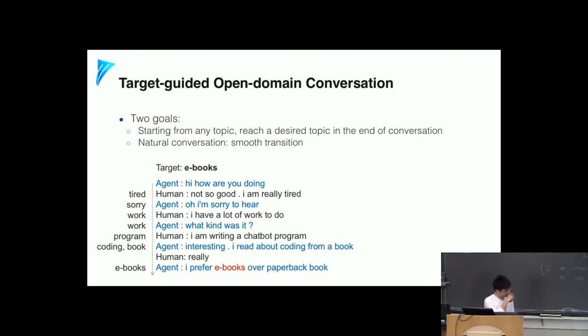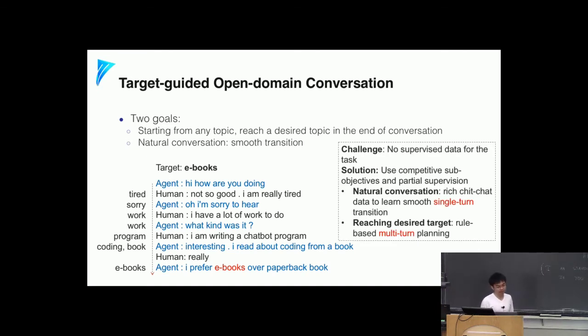So in this task, we want to achieve two goals. First is that starting from any topic, we want to reach a desired topic at the end of this conversation. This is the target-guided objective. And the second objective is that, of course, we want this conversation to be natural, right? This transition must be very smooth. This fulfills the open domain requirement.